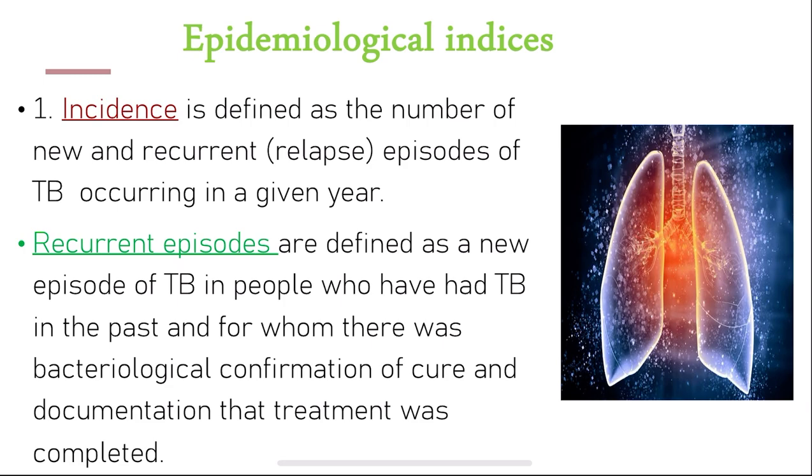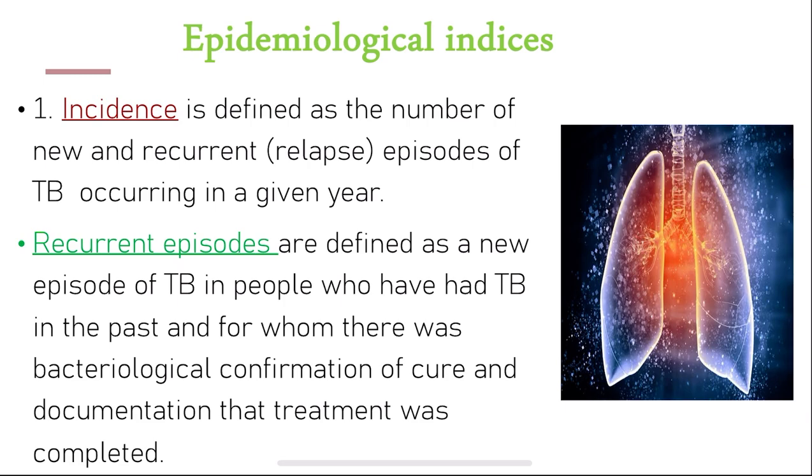Moving further to the epidemiological indices. What are indices? Indices are the parameters which are needed to measure the TB problem in the community, as well as for planning and evaluating the control measures. Why do we use these parameters? So that we can plan the treatment, we can evaluate the control measures that are taken and how effective they are, and they are required for international comparisons as well.